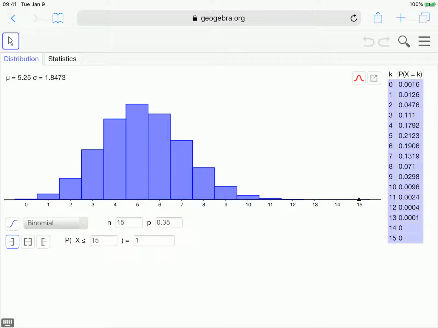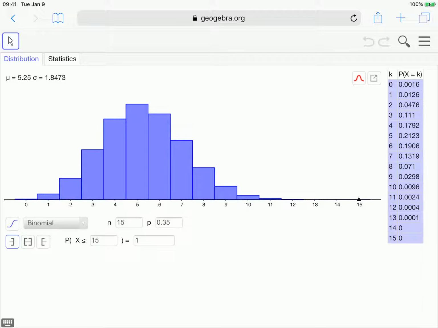So on the histogram over here, you can see that the height of the bar for 0 is very small. And if you look over on the right-hand side, there's a table where you have k, and then the probability of x equals k. So k is the number of successes on this website. In the notes, it's x. On GeoGebra, it's k.